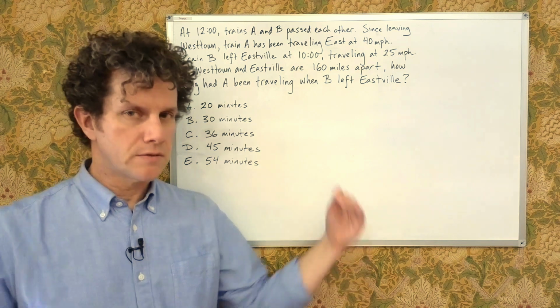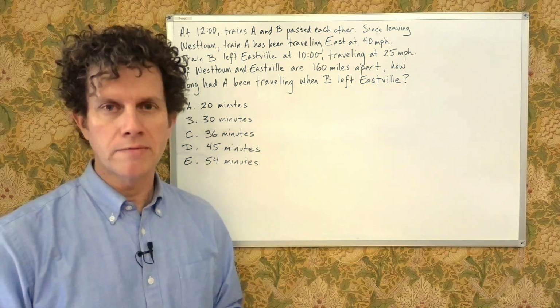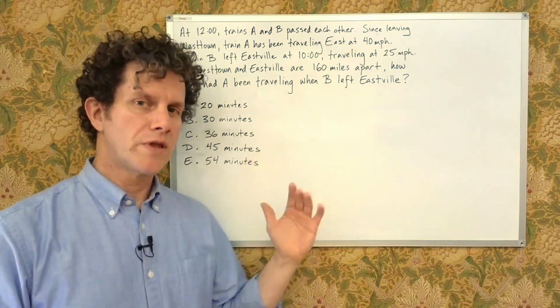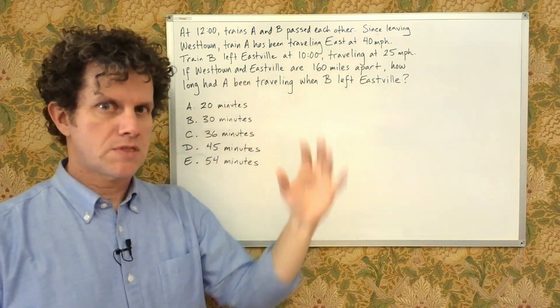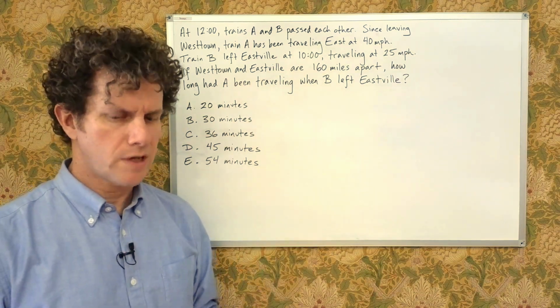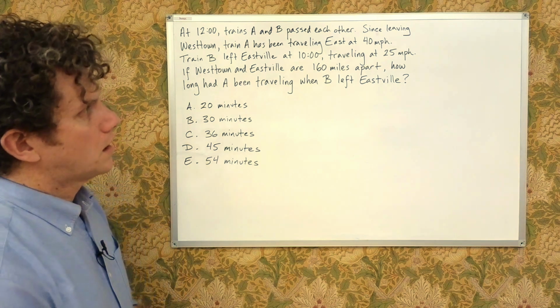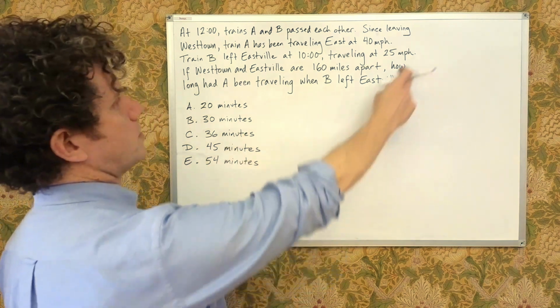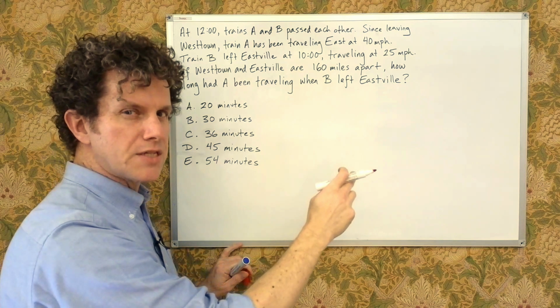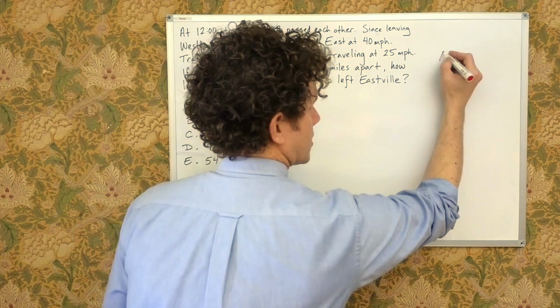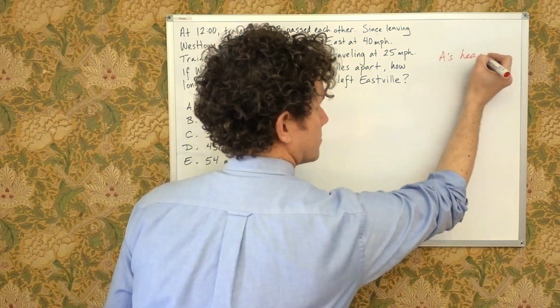I want to read through a first time, get a sense of the situation. Seems like a classic question. 2 trains coming towards each other. Okay, I can do that sort of a thing. Read a second time, find the specifics, find the numbers, see what it is they're asking for, figure out how I'm going to get there. As ever, I'm going to note, what am I looking for? How long had A been traveling when B left Eastville? I'm going to go ahead and call that A's head start.